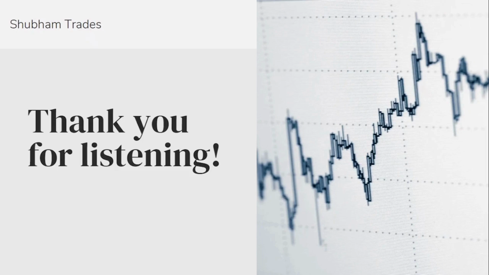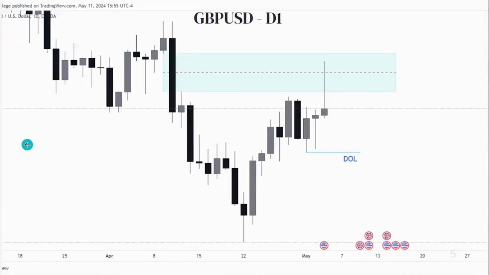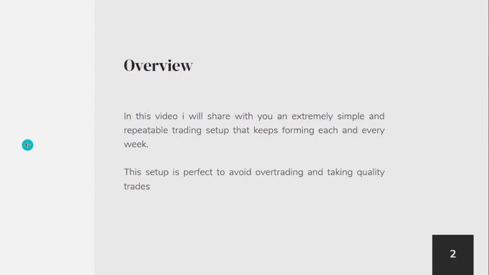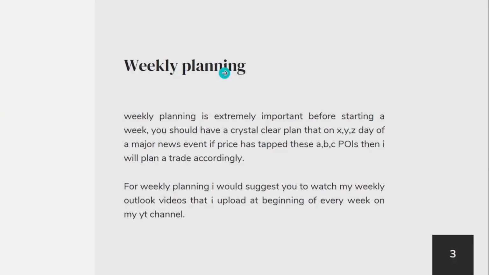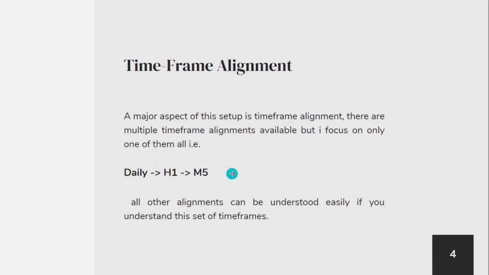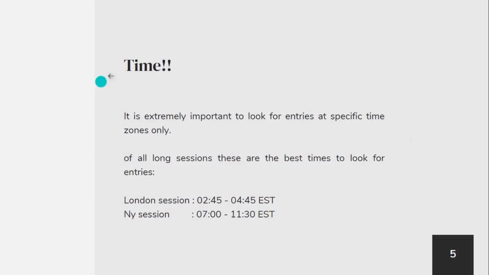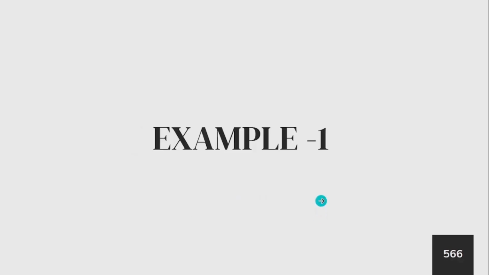And it's the same idea, guys. I will just quickly revise it for those who have stayed till here. We need weekly planning. For weekly planning, you should watch my weekly outlook videos. Time frame alignment, simple: daily, H1, M5. Daily key level is tapped, H1 market structure shift, breaker block or SMT, and then we take entry at the M5. Now my M5 entry is also extremely simple. When a candle closes below my breaker block, I enter short with my stop loss above the breaker block. Time: we trade only the London session, 2:45 to 4:45 a.m. EST, and 7 a.m. to 11:30 a.m. EST in the NY session. Nothing more than this. Quite simple.